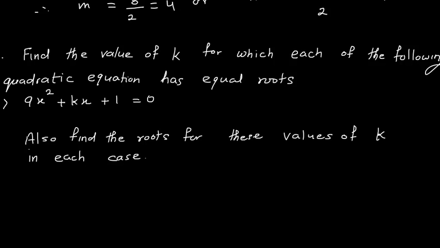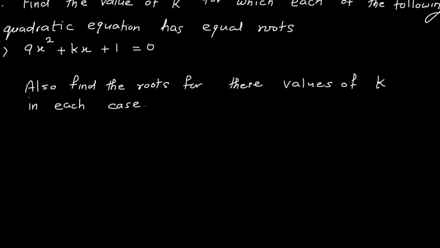Now the seventh problem, find the value of k for which each of the following quadratic equation has equal root. Also find the root for these values of the k in each case. So two problems again we have, one problem I have written. Here again I have to find value of k when we know that roots are equal and then I have to use that value of k and find out what is the root. Okay. So let us first write the problem: 9x square plus kx plus 1 equal to 0.